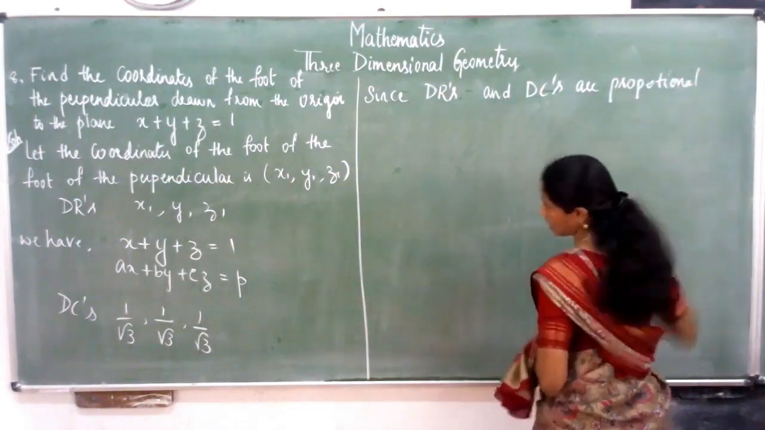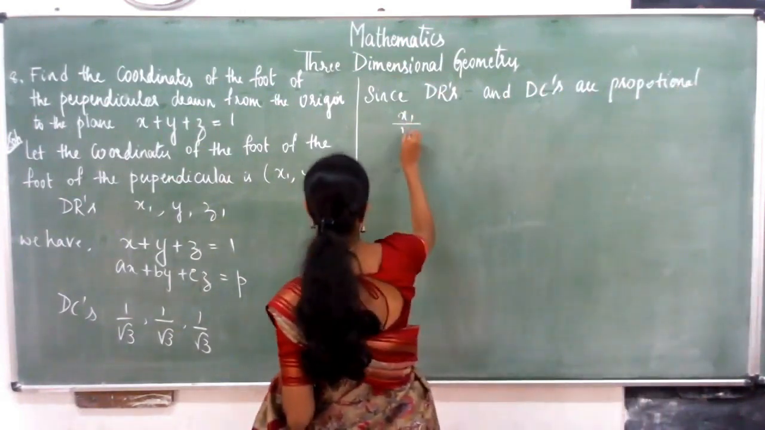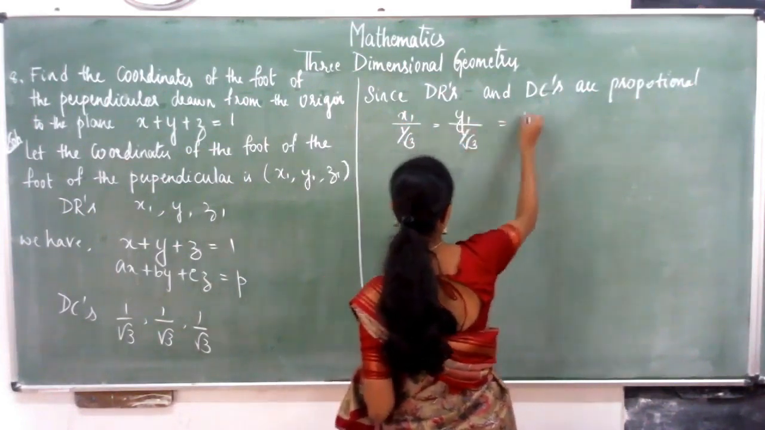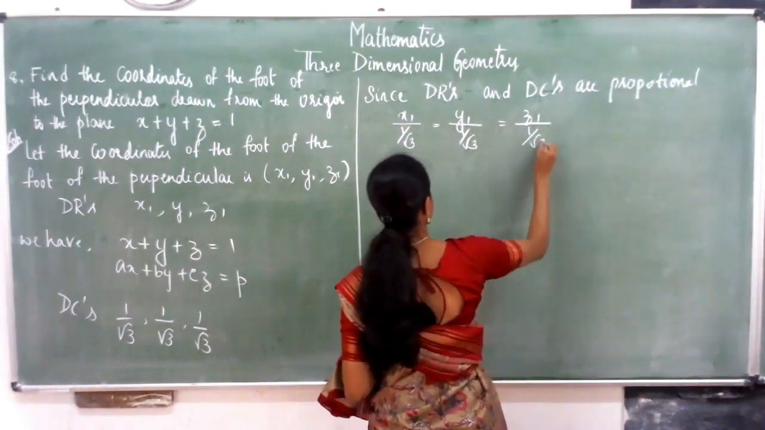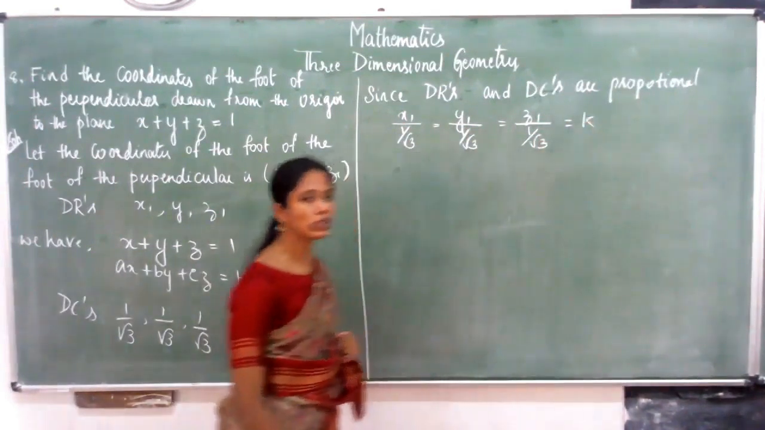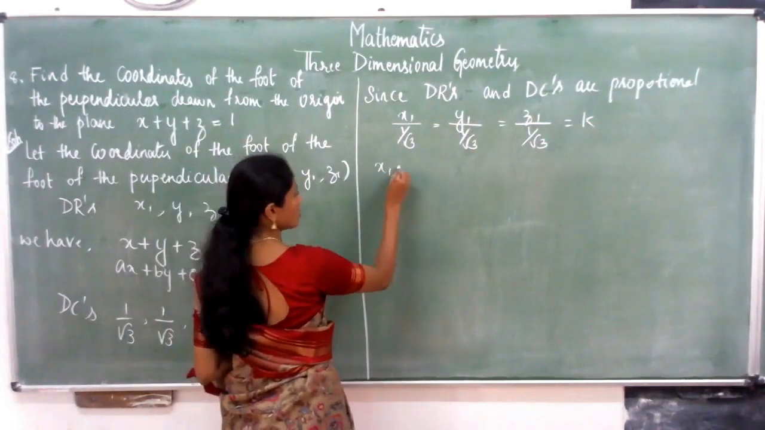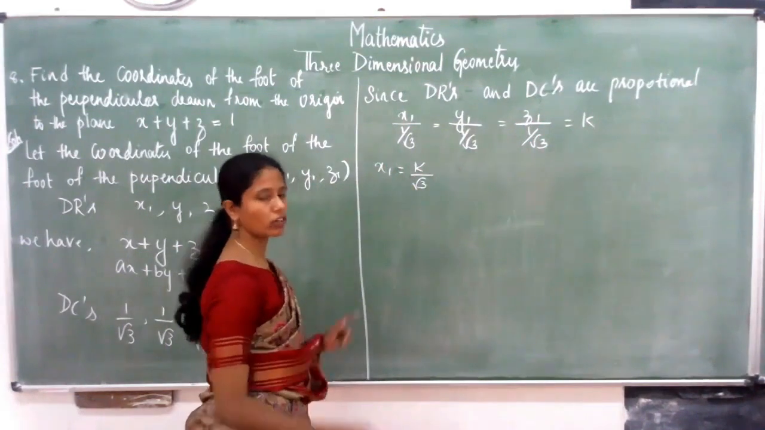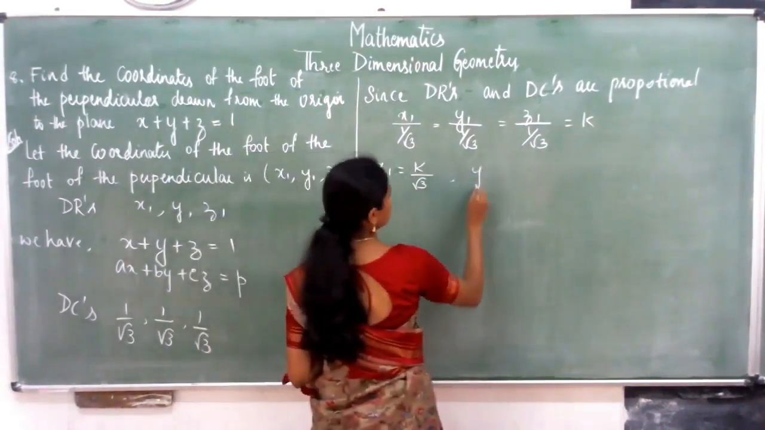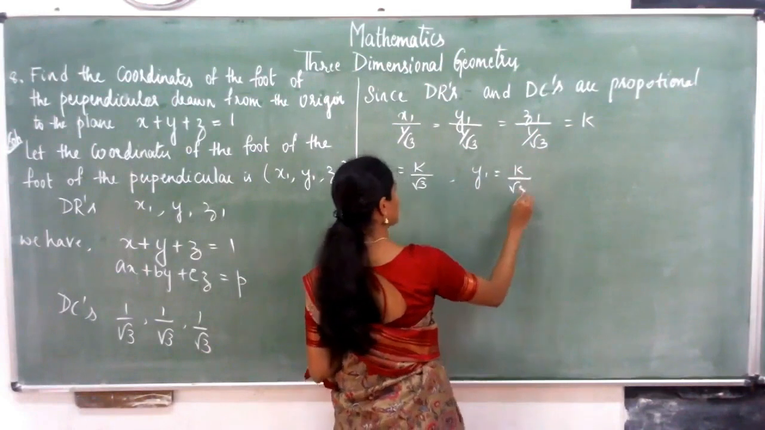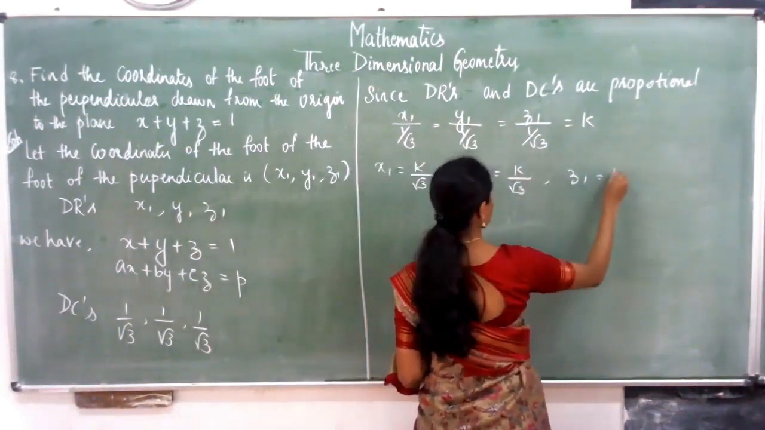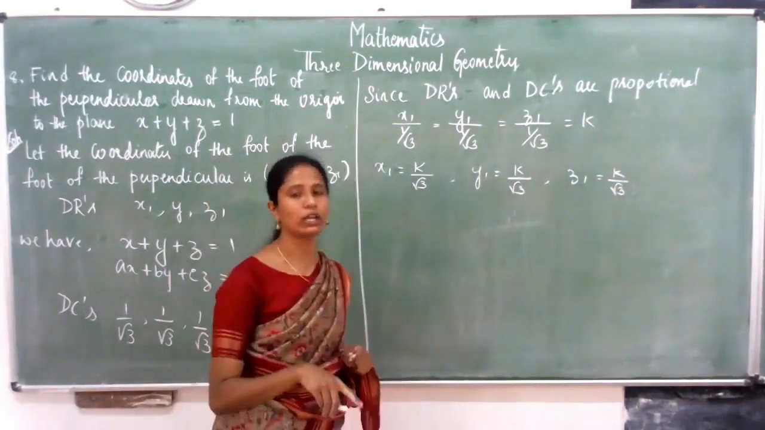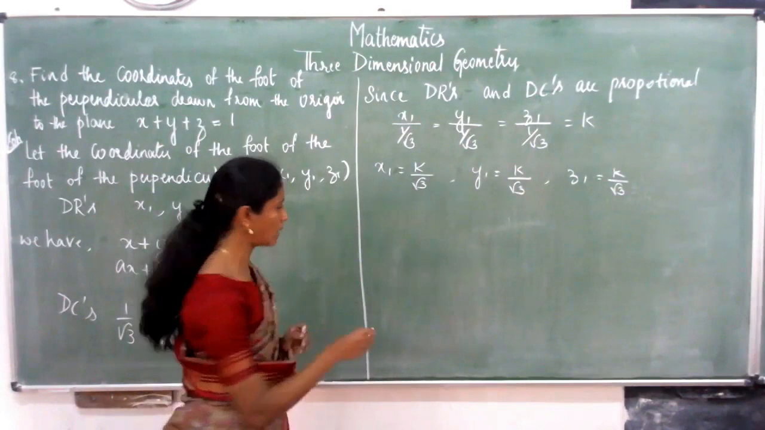Therefore, from that we can write x1 by 1 by root 3 is equal to y1 by 1 by root 3 is equal to z1 by 1 by root 3 is equal to k. From this I can write x1 is equal to 1 into k by root 3, that is k by root 3. I have already told you how we get this. Similarly, y1 will be equal to k by root 3 and z1 is equal to k by root 3. We should substitute these values in the equation of the plane in order to get the value of k.